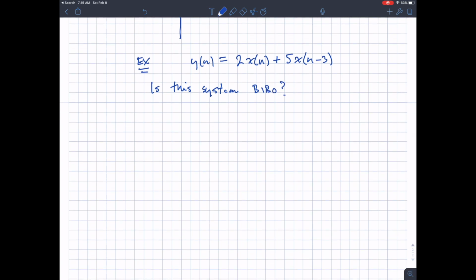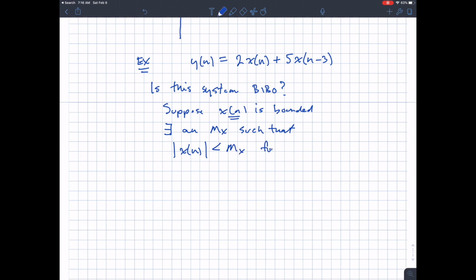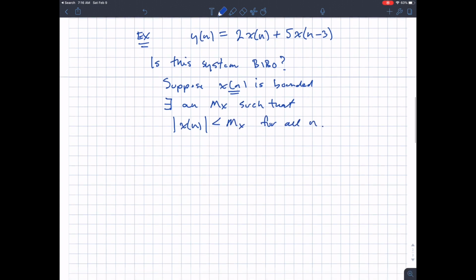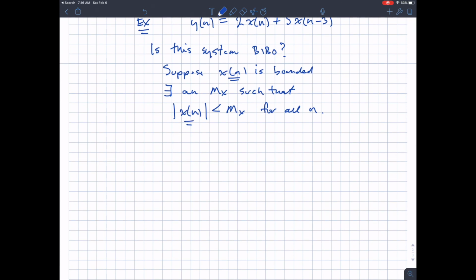Okay, well, what we know is, suppose x is bounded. So this is a general representation of x. The only property it has is it's bounded. So there exists an mx such that the absolute value of x of n is less than mx for all n. Okay, so if I plugged this signal into the system, I could look at y of n.